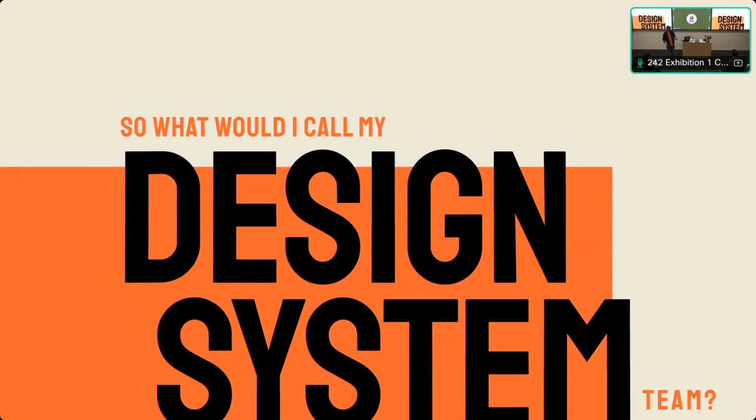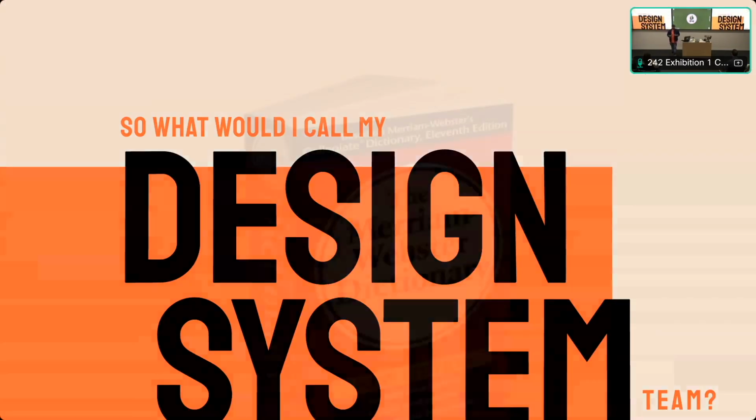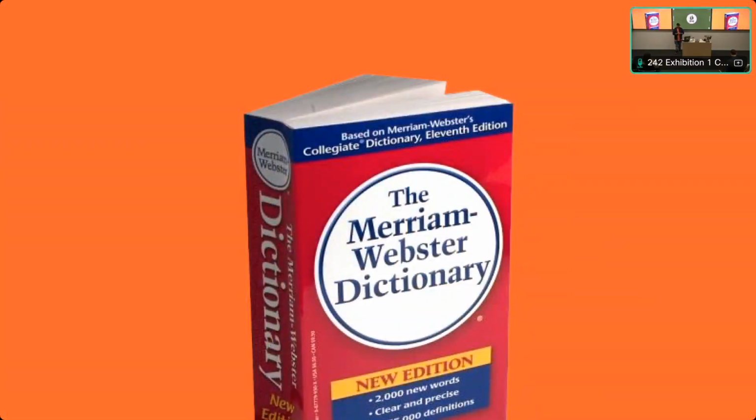What is the real name of a design system? I think it should be a design language. And I think design system teams should be the people that write dictionaries. We canonize what is already out there. We make the language real.